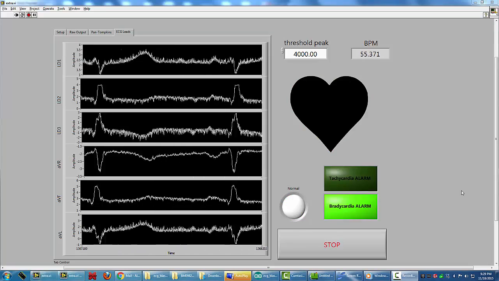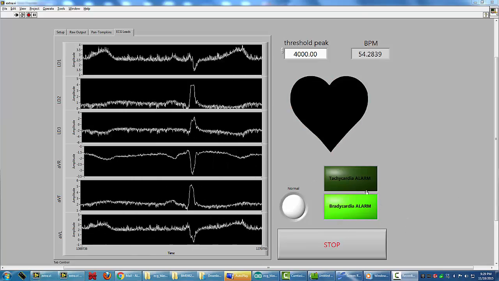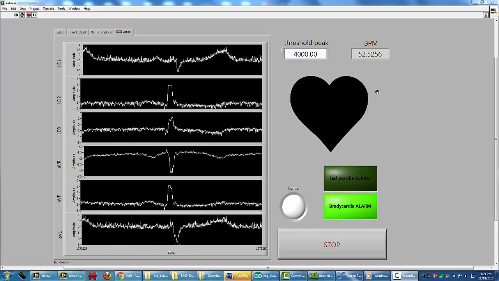When the patient's heart rate is below normal levels or extremely low, the patient will be in bradycardia, which is demonstrated here.